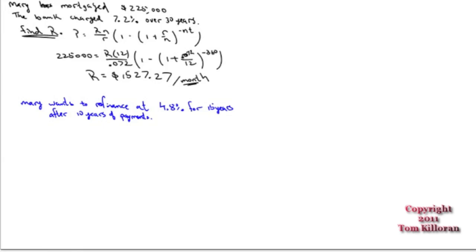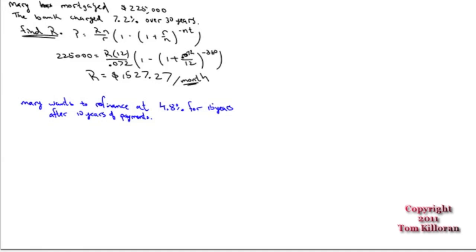Mary went to her bank. They're offering 4.8, and her brain's going, oh my gosh, 4.8 is a lot less than 7.2, so she wants to refinance it. The bank only offers that rate for a 15-year loan. So this is what she wants to change it over to. She's made 10 years of payments on the old one.